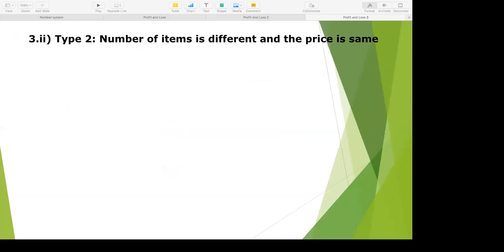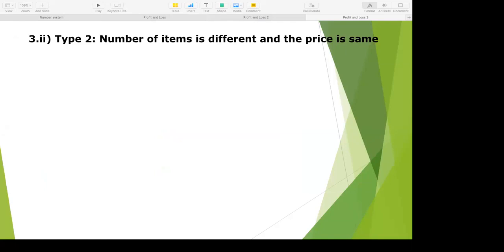Next type. So guys, the initial type was that the number of items are same, while the price was different. And now type 2 is that the number of items are different and the price is same. So now you can imagine a scenario where, let's say you bought 10 items for X rupees, while you sold 15 items for the same X rupees. Okay, so here the price is same.